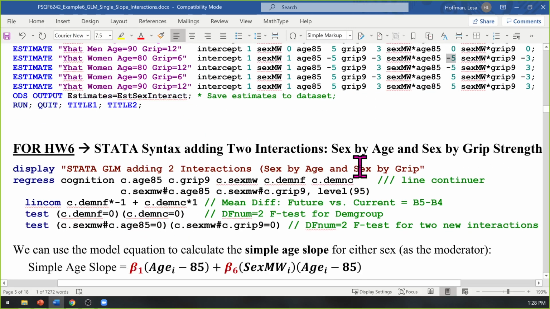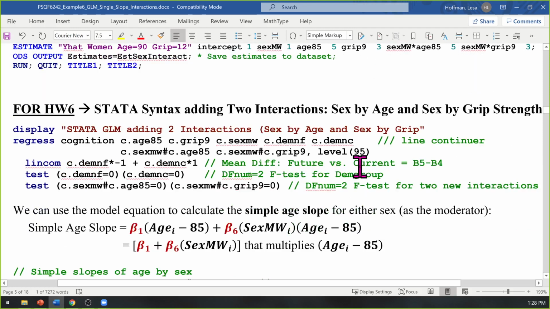Stata code looks very similar with the exception of the hashtag or pound sign. Since I'm Gen X, I'm going to go pound sign. Pound sign for the interaction term. The lincom statement gives you a single degree of freedom, new linear combination of your fixed effects. That's the analog to estimate. So I'm asking for the remaining group difference between future and current.